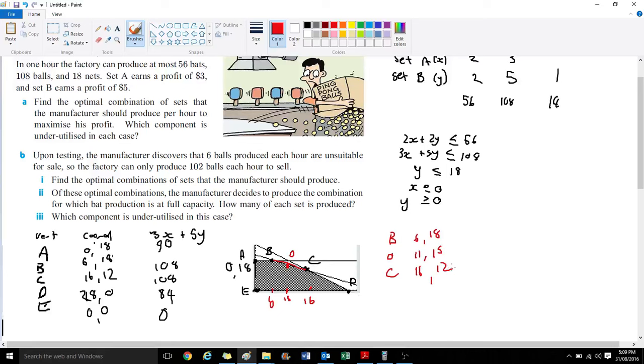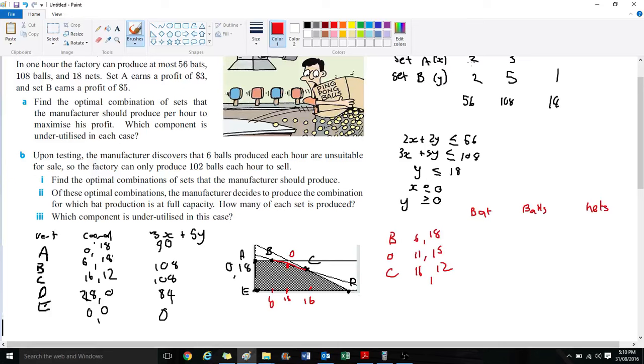Now it says in part A, which component is underutilized in each case? So we need to inspect each case, okay? We need to inspect the case for B and see if we're not using all of the bats, not using all of the bowls, not using all of the nets. So let's do that. So let's set up 3 columns: bats, bowls, and nets.